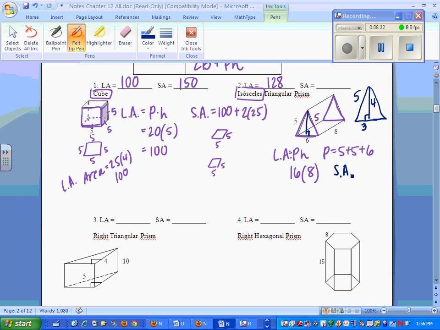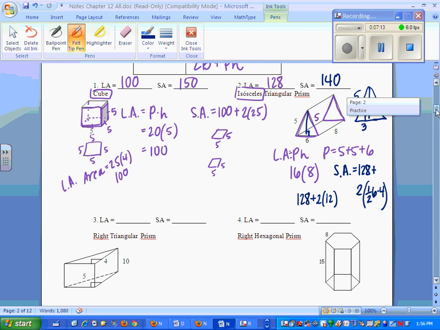So to find my surface area, I'm going to take 128, add it to 2 times the area of the base. Now the area of the base is 1/2 base times height, which is 1/2 times 6 times 4. So we have 2 times 12, which is 24. 128 plus 12 is 140. Any questions?